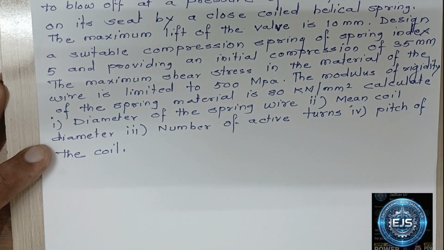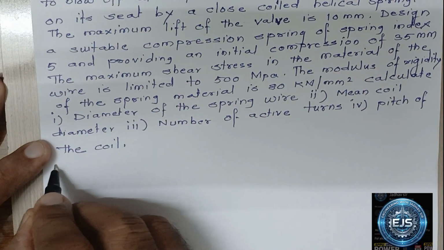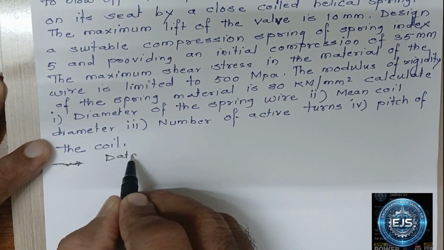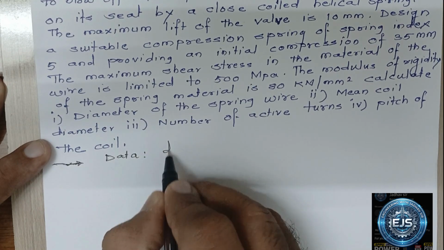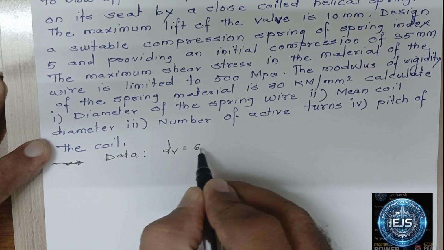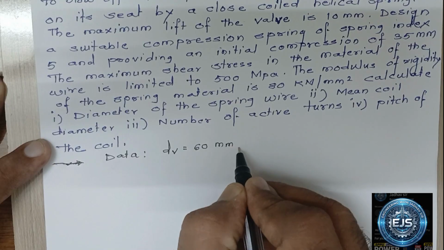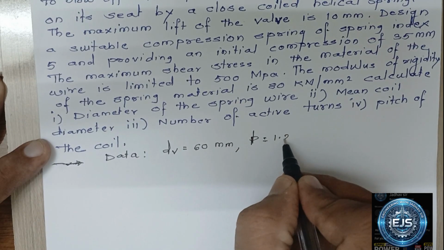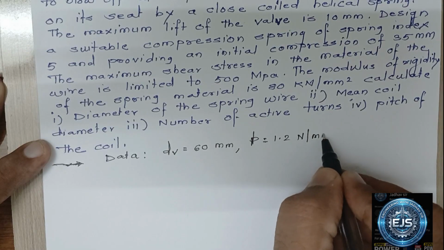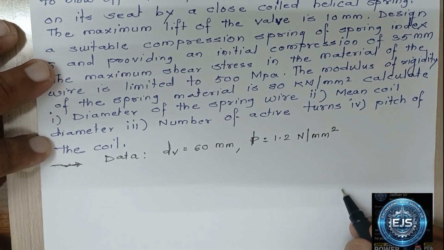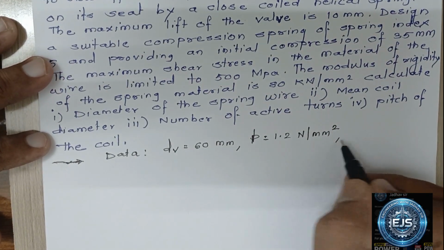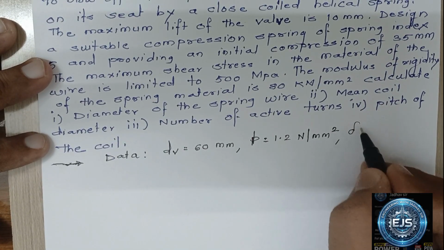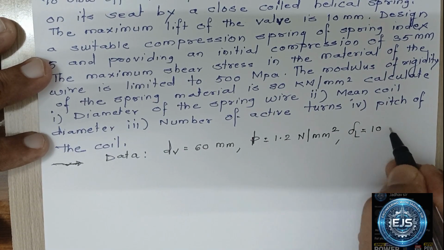ये हमें फाइंड आउट करना है। प्रॉब्लम सेफ्टी वॉल का है। सो the given data for this problem is in this way. The wall diameter we will denote as dV, the wall diameter, and that is 60 mm, given in the problem. The block pressure P is 1.2 Newton per mm square. The maximum lift of the wall is 10 mm, so we'll denote the maximum lift as delta L, that is 10 mm.